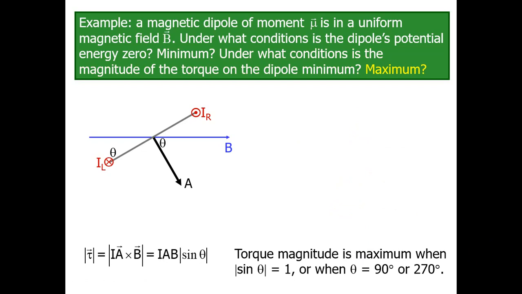Now when is it maximum? The torque is tau equal to A cross B, that is, I A B sin theta. The magnetic torque is maximum when sin theta is equal to 1, that is, theta is 90 or 270 degrees. So the torque is maximum when theta is 90.